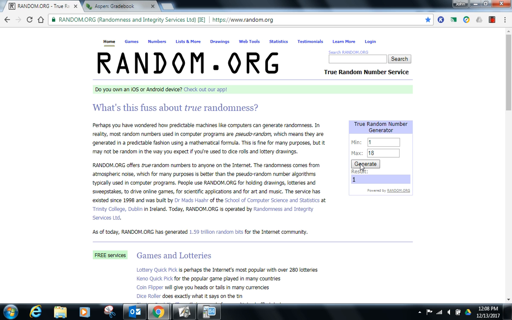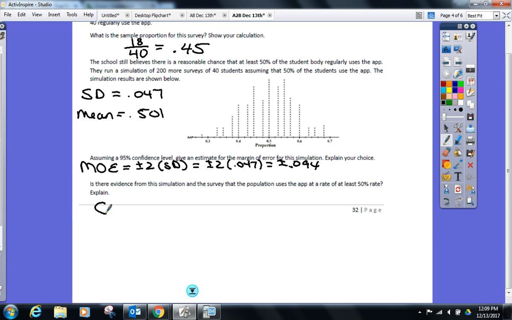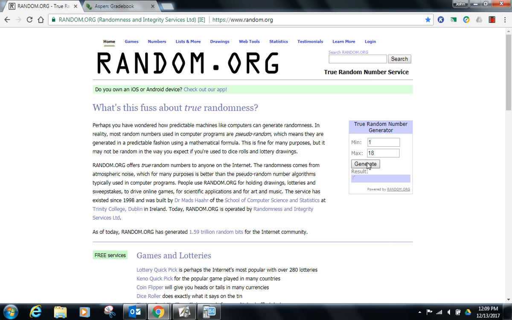0.094. No decimals beyond that. So there's the margin of error. Do you remember how to find my 95% confidence interval? Anybody remember that formula? Go back and look. I don't want to give it to you. This is a good way to review. How do you find the 95% confidence interval?